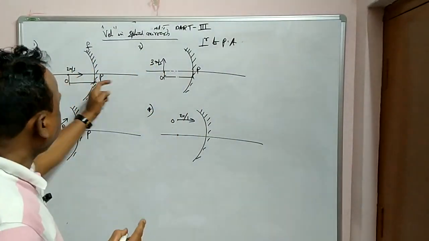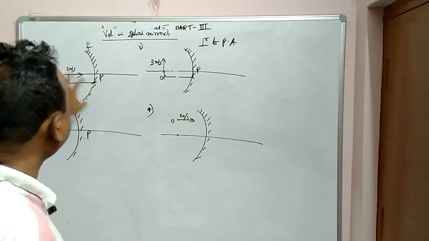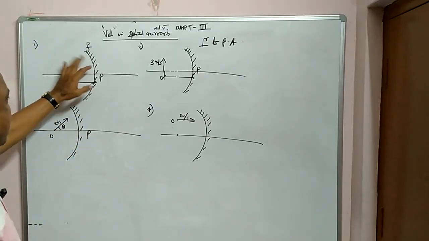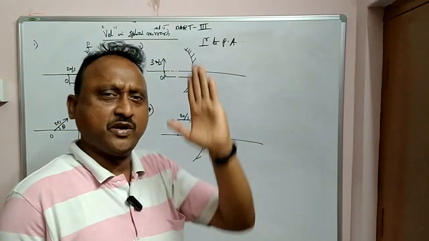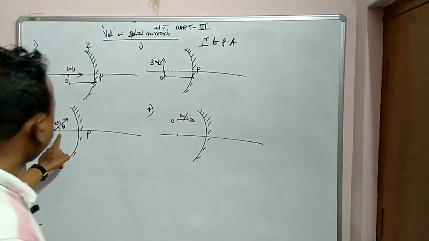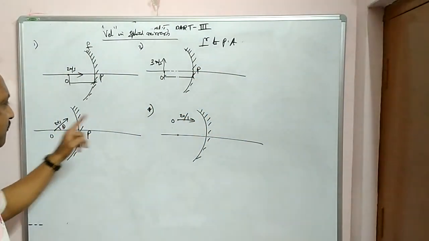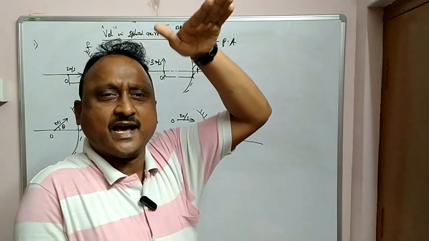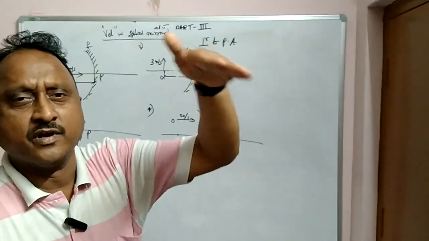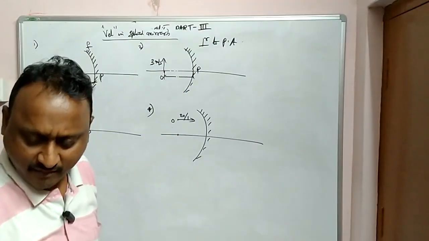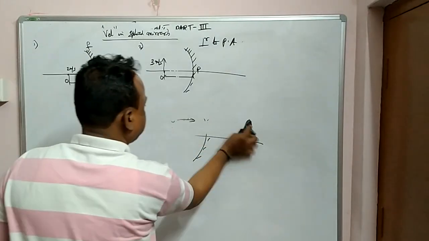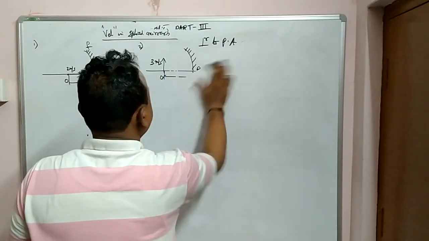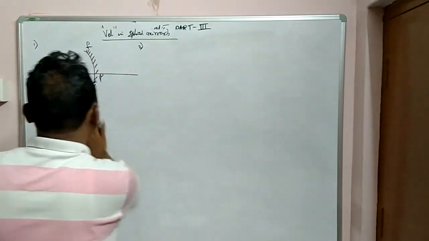మొదటిది ఏంటి? Object is moving parallel to principal axis around say 2 meters per second or 2 centimeters per second. Object distance will be given. Second case, perpendicular to the principal axis. Third case, moving at some angle. And fourth and last case, moving at a height on the principal axis towards the mirror. So one by one I'll try to explain for you. We'll see how to do such type of problems in examination. First of all, let us see the first case.